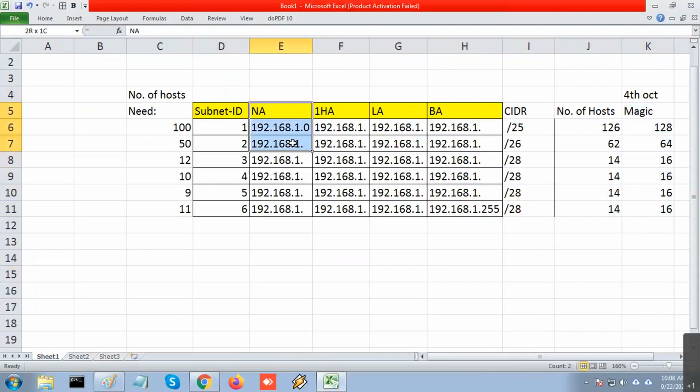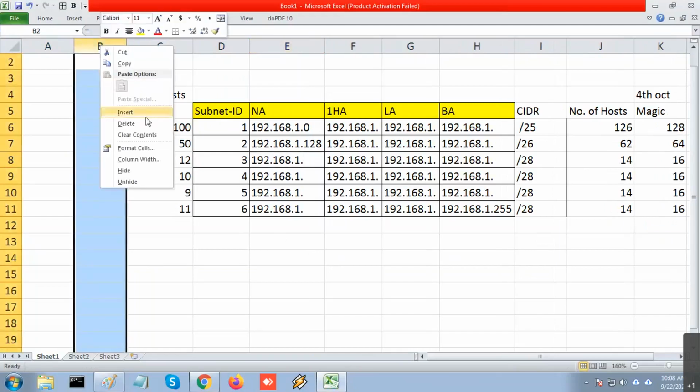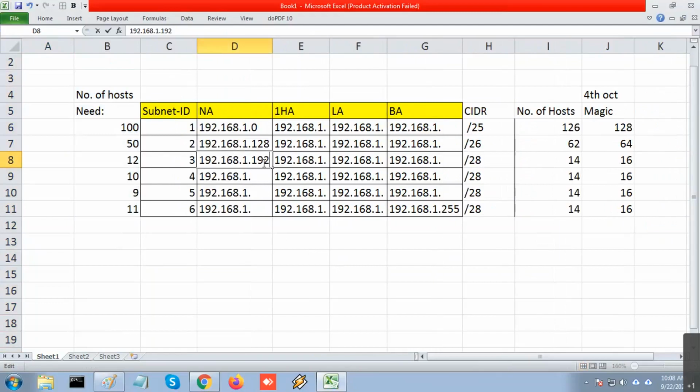Now, what is the purpose of the magic number? To find the network address in the full range table, correct? Now what I'm going to do is add this magic number. 0 plus 128 is 128. 128 plus 64 is 192. 192 plus 16 is 208. 208 plus 16 is 224. 224 plus 16 is 240. Okay.